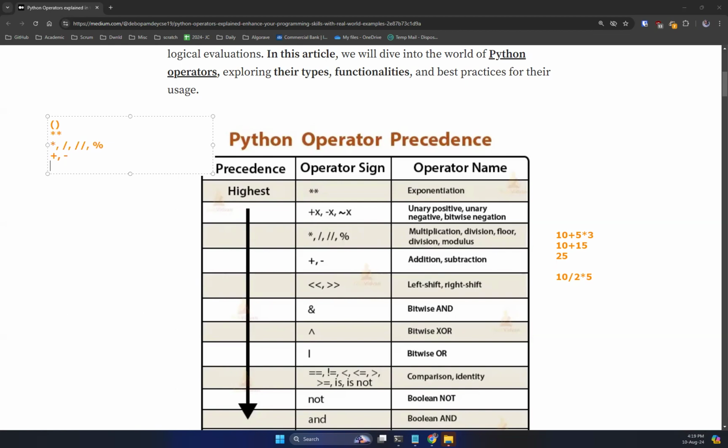Comparison. The in operator we have not discussed. Not in we have not discussed. Is we have not discussed yet. Is not we have not discussed. And then we have and.